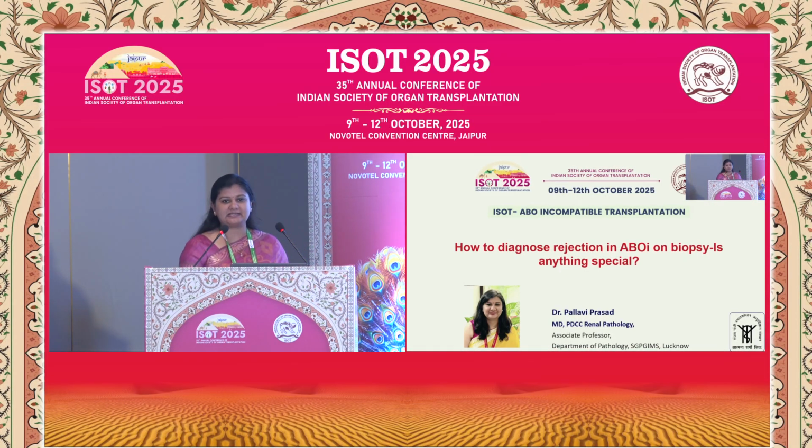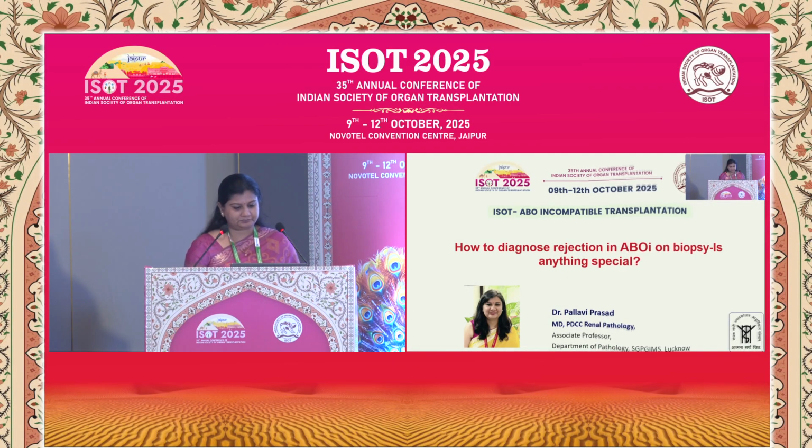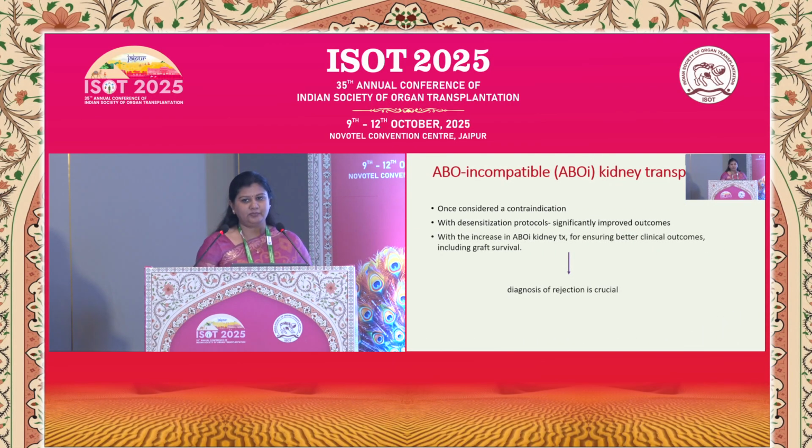So, for the next few minutes, as a renal pathologist, I'll be driving you through how to diagnose rejection in ABO incompatible cases on renal biopsy. As we know, long back it was considered to be a contraindication, but with better developed desensitization protocols, these ABO incompatible transplants are now in better use. And our job is to diagnose accurately on renal biopsy and pick up such crucial cases of rejection so that the patient can be treated better.